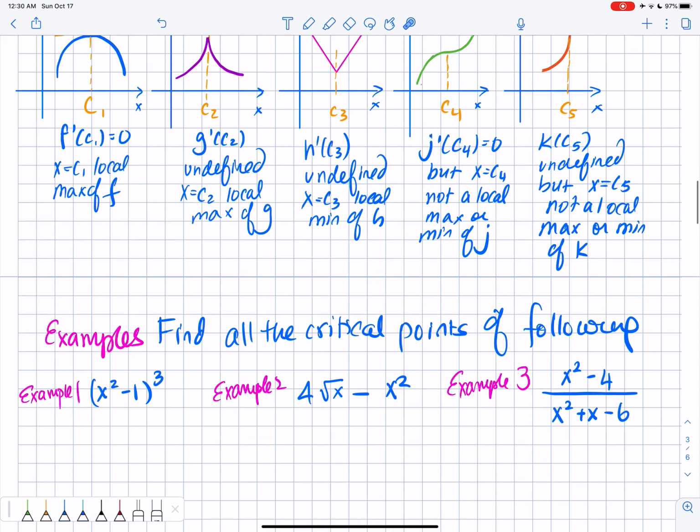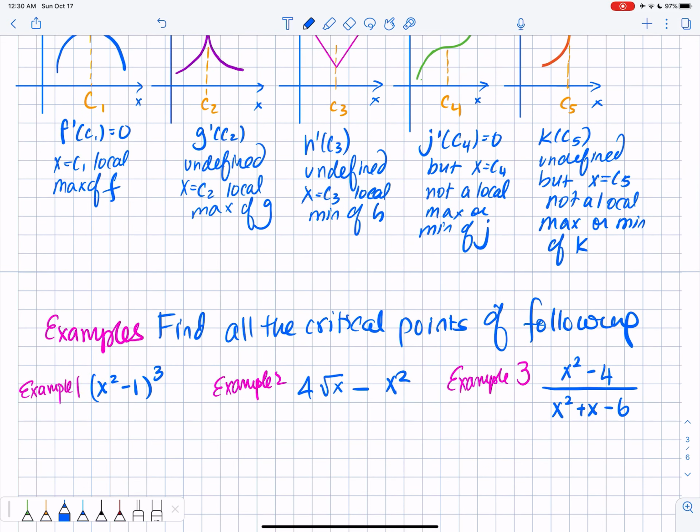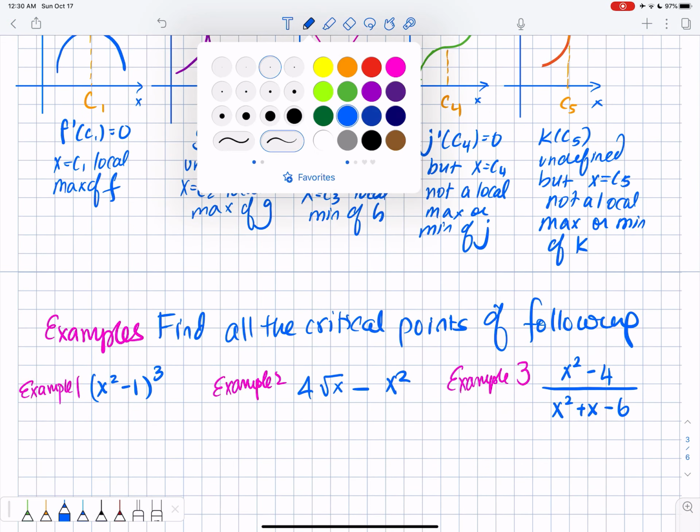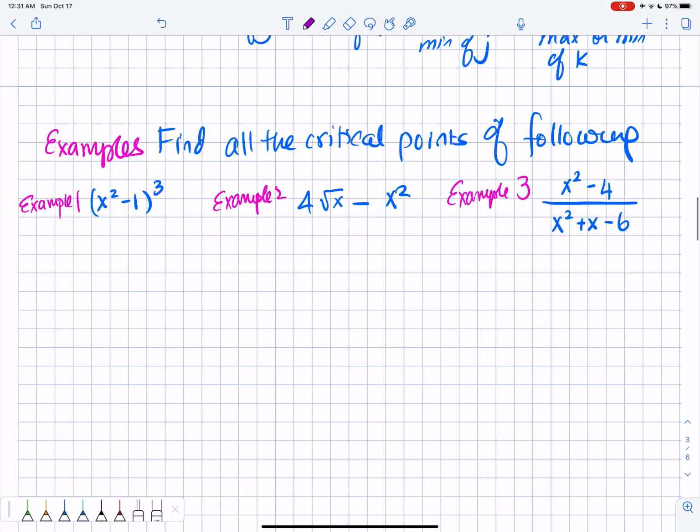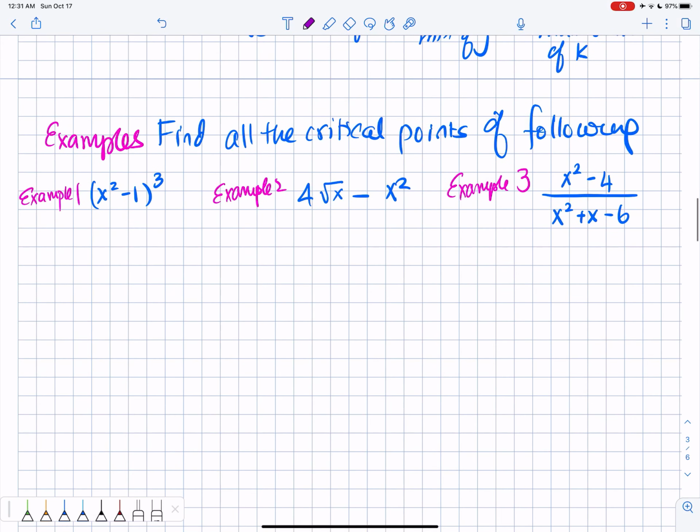So let's first look at some examples where we're looking for critical points, okay? So first let's look at these. Let's do example 1. So you have y equals x squared minus 1 cubed. Okay, y or f of x, whatever you want to call it. Okay, so first let's take a look.